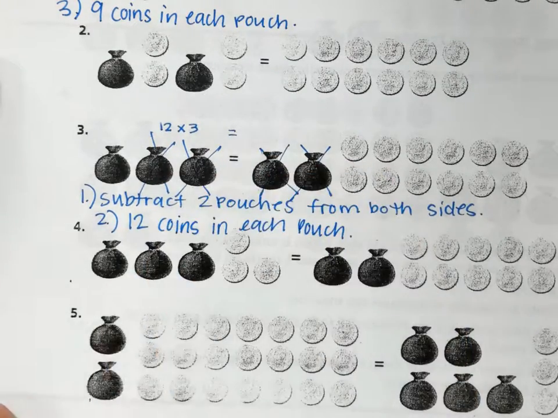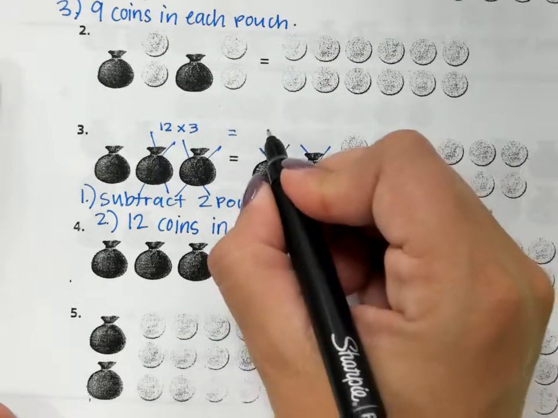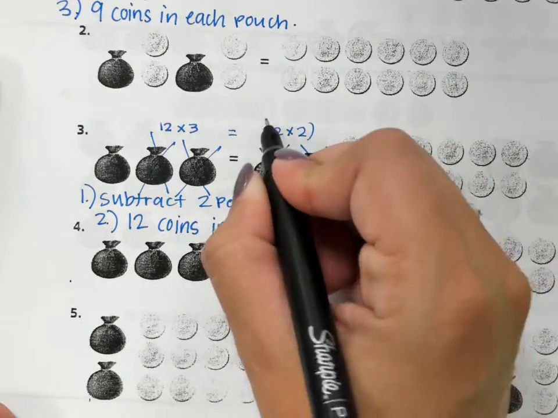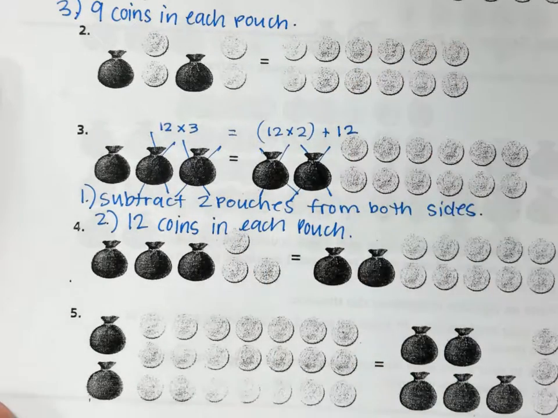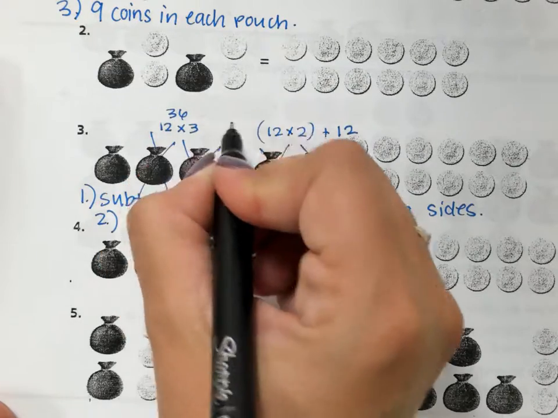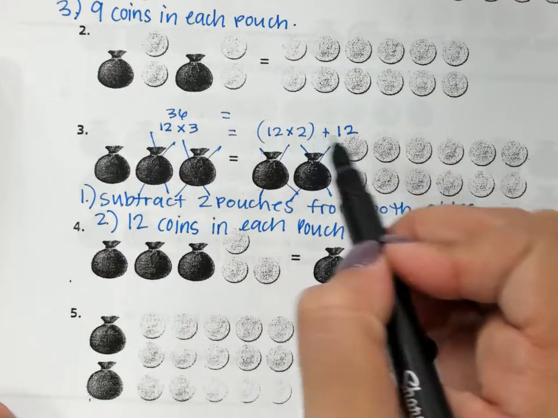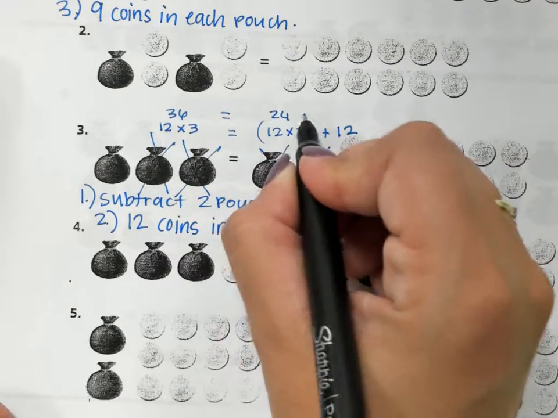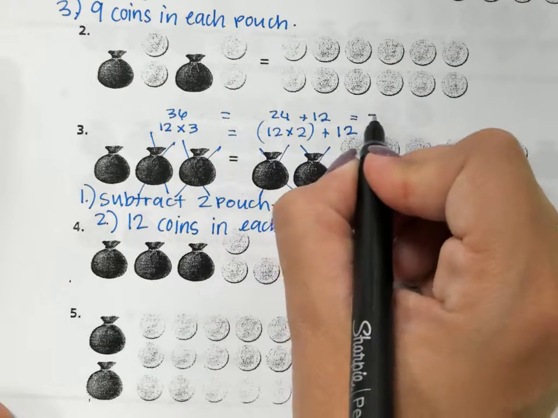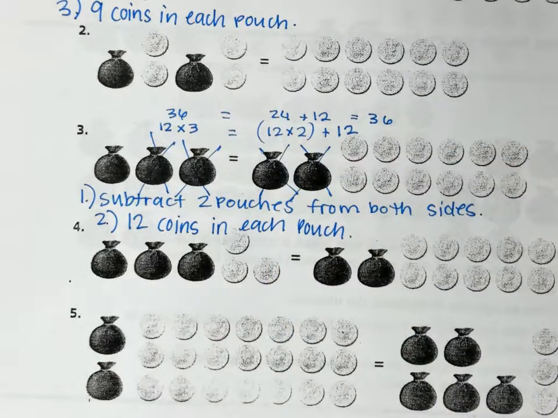And then we want to see if it's equal to the other side. So if I have 2 pouches, that means I have 12 times 2. And then I have to add my extra coins, which was 12. So what is 12 times 3? 36. Is 36 equal to 12 times 2 plus 12? What is 12 times 2? 24 plus 12, which is 36, right? So my answer is correct. So that's how you can check and see if you did it right.